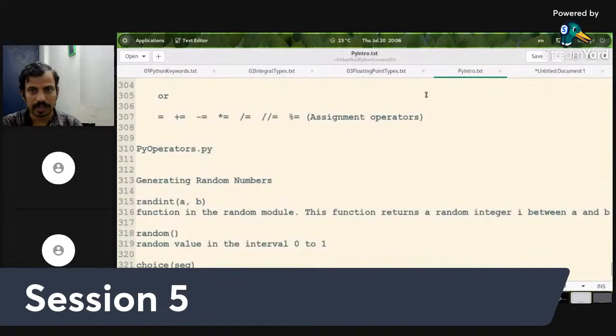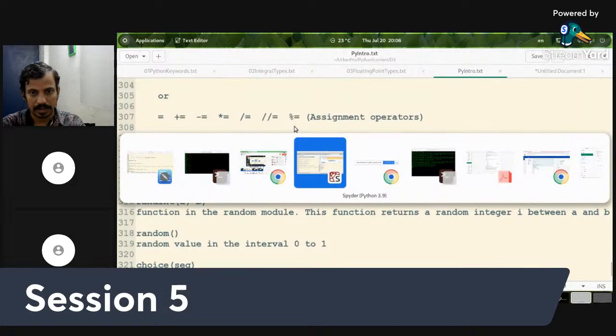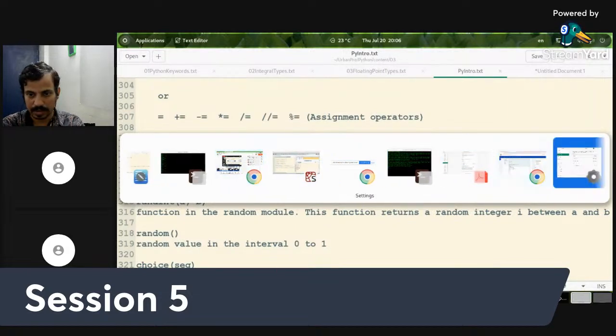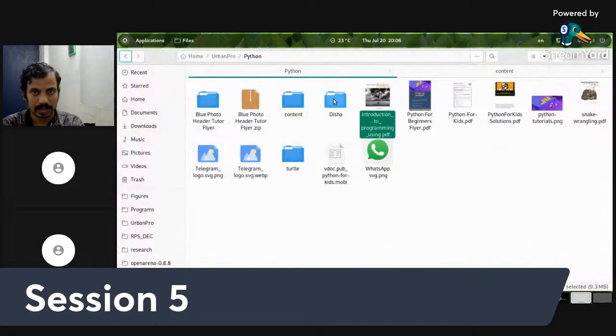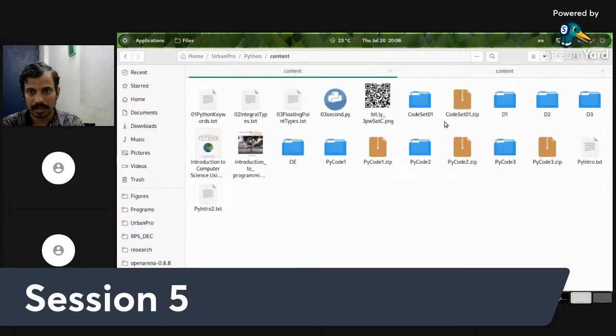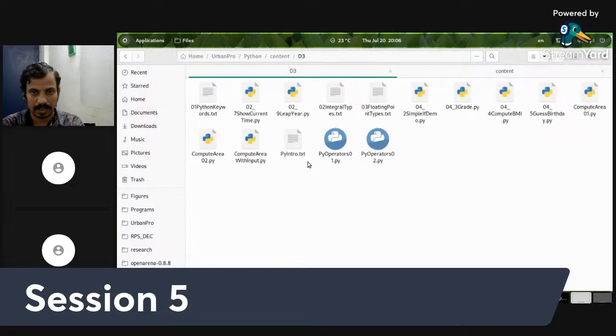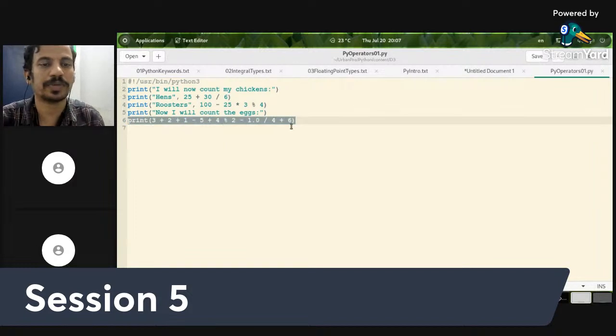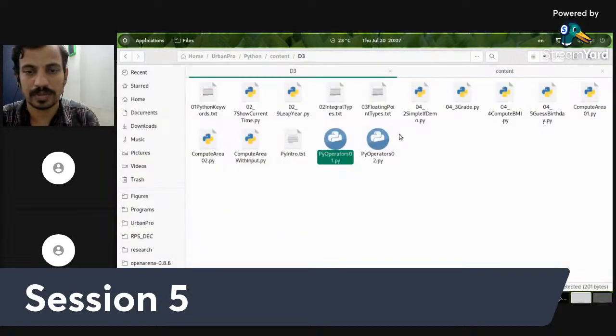Oh, I think there is one small program. Let's just quickly see it. I think these programs you can run on your own and see. I will share this just to show which operation is performed first and so on.